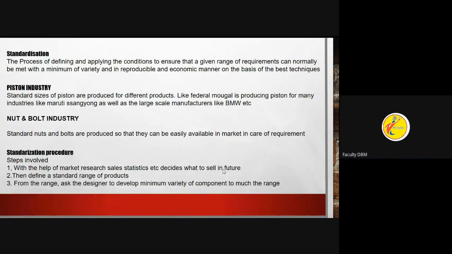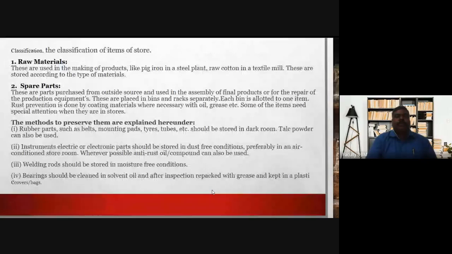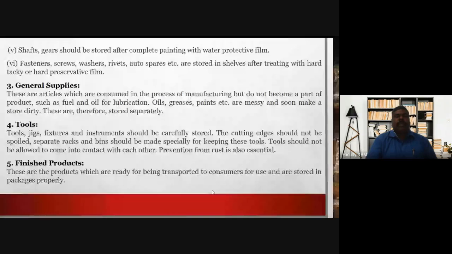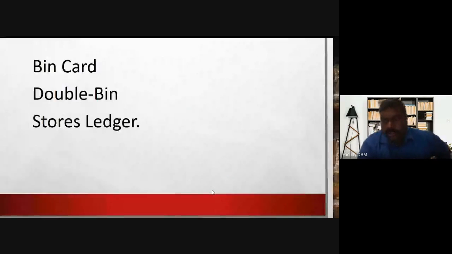So this is what we have got today, that is material control. Next is classification of items, next is codification of items, next we have simplification and standardization. In standardization of materials we have some procedures like the bin card system, double bin system, and stores ledger.